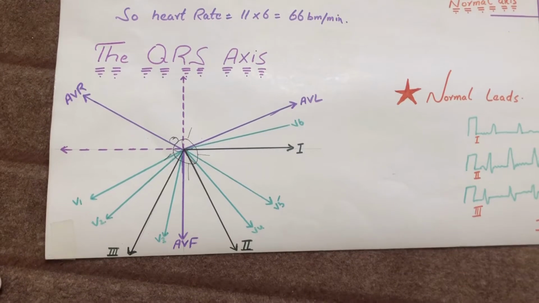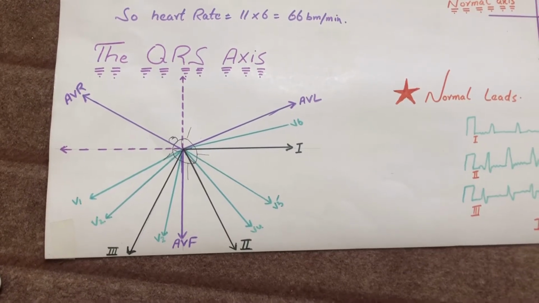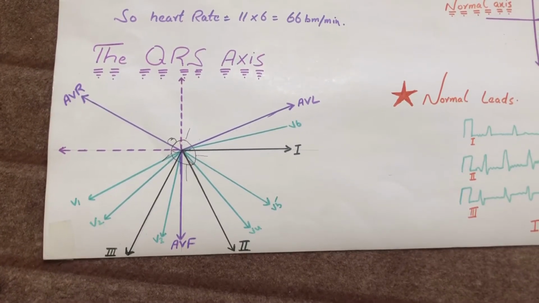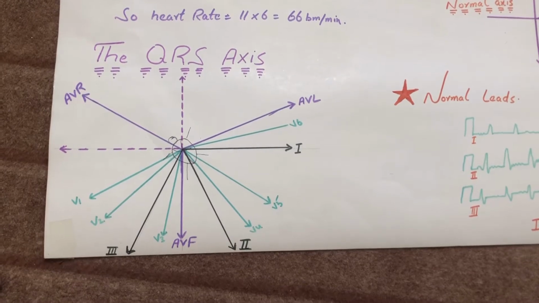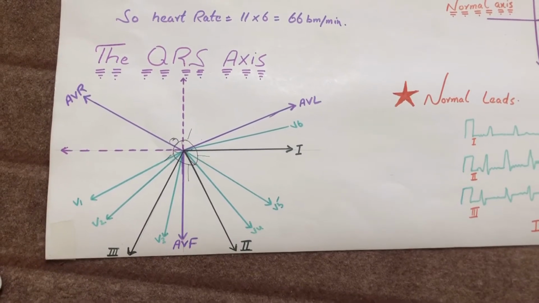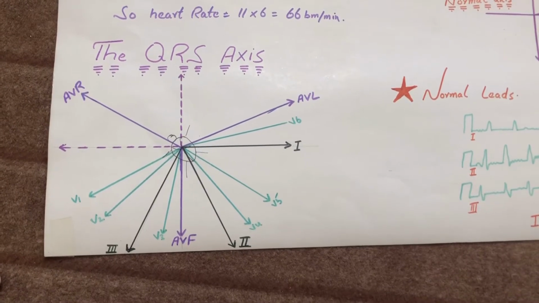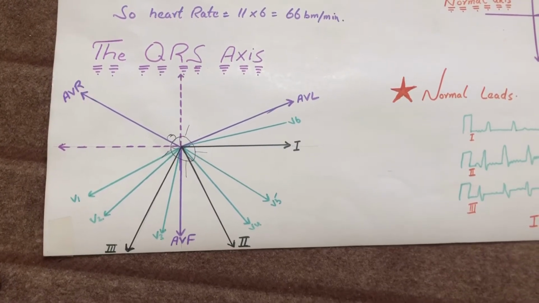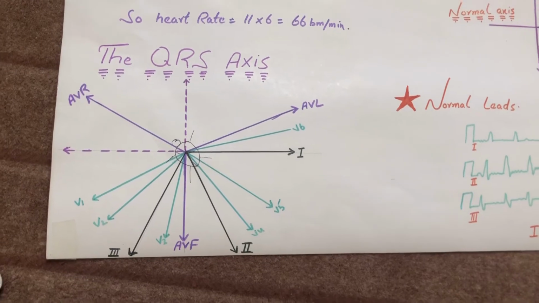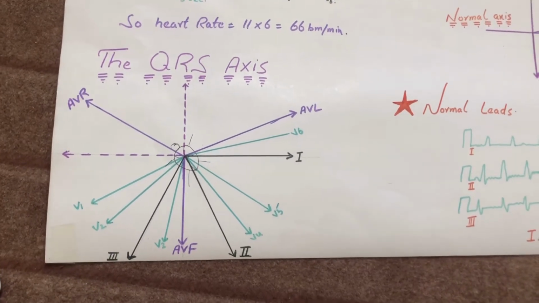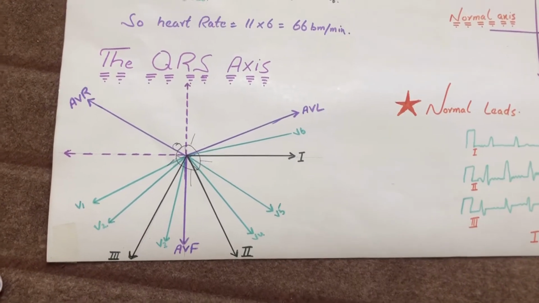If there is a right axis deviation on the ECG, it means that the right ventricle is hypertrophied. If there is left axis deviation on the ECG, it means that your left ventricle is hypertrophied. So let's jump to the normal axis of the heart.